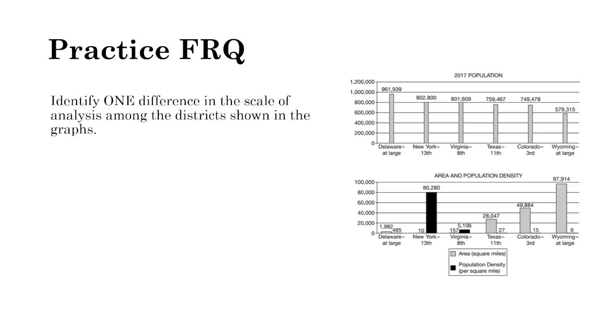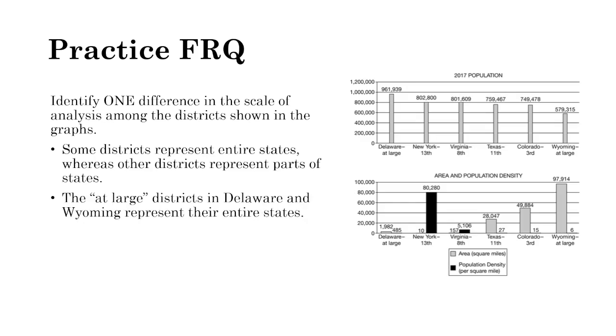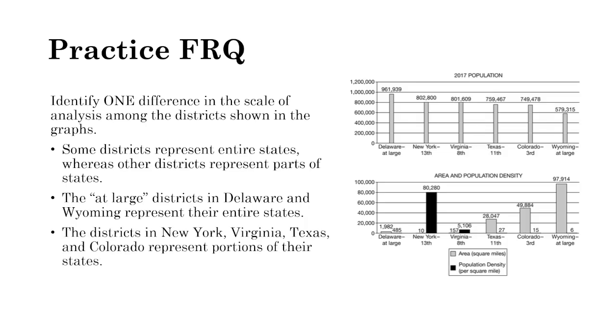The number of districts varies per state because they have different populations. Some of these states only have one district, so the district takes up the entire state, like Delaware or Wyoming. So some districts represent entire states, whereas other districts represent parts of states. The scale of analysis can vary depending on where you're looking. The at-large districts in Delaware and Wyoming represent entire states. Another answer you could have said here is the districts in New York, Virginia, Texas, and Colorado. Those four states represent portions of their state. They don't represent the entire state like Delaware or Wyoming does.